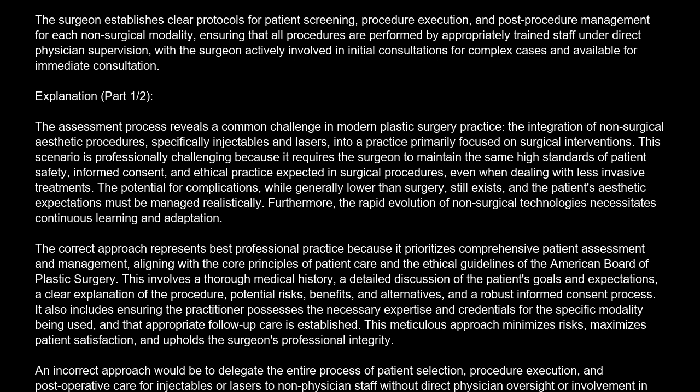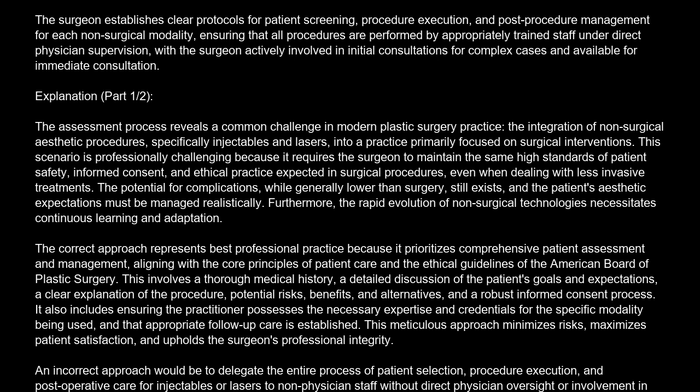Even when dealing with less invasive treatments, the potential for complications, while generally lower than surgery, still exists, and the patient's aesthetic expectations must be managed realistically. Furthermore, the rapid evolution of non-surgical technologies necessitates continuous learning and adaptation.